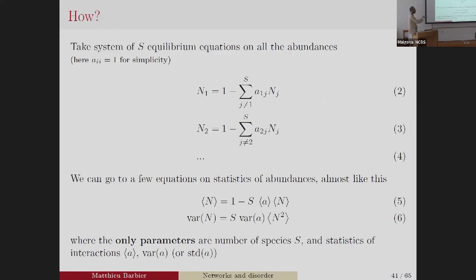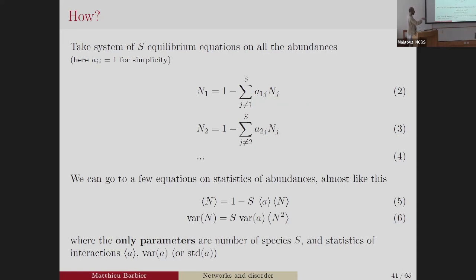The average of this sum is going to be roughly s times the average of a times the average of n. That would actually work if a and n were uncorrelated, right? Now, they don't have a real reason to be uncorrelated, because in fact, the n at equilibrium all depend on the A, right? They depend on the interactions. But if by magic they were uncorrelated, I would be able to just do this.